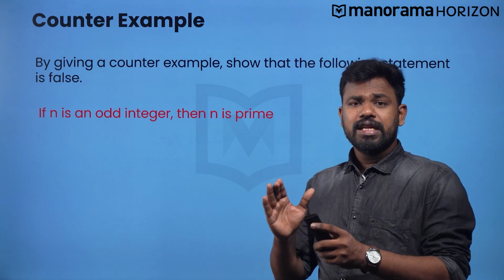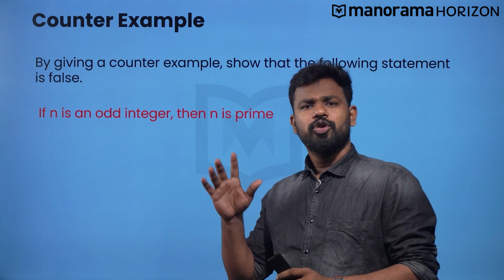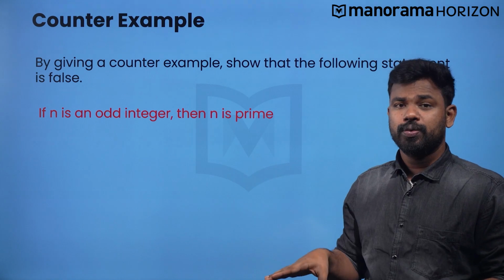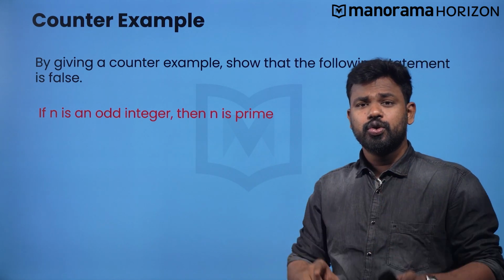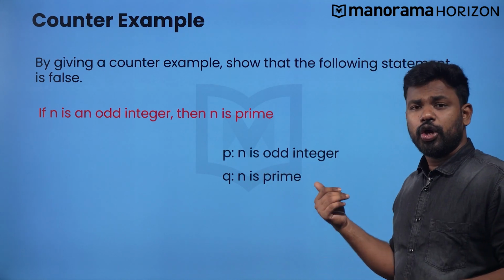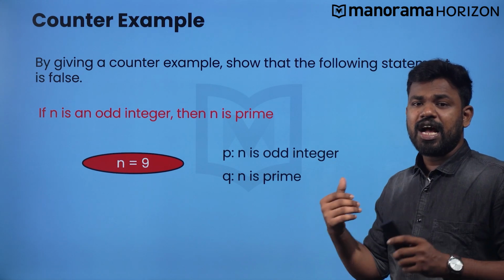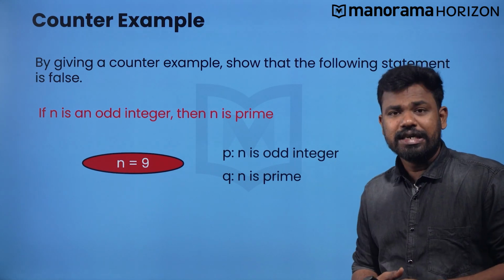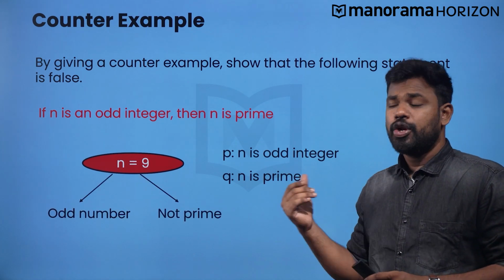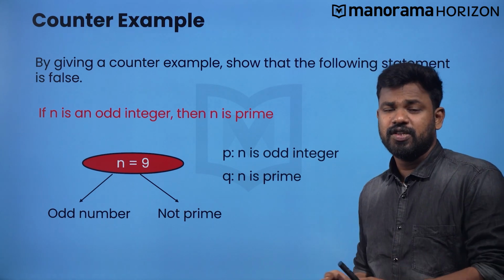First of all, we can notice that the given statement is in the form if P then Q. Yes? To prove the statement as false, we need to show that if P then not Q. Let us separate the statements into two different statements. First one P, that is n is an odd integer, Q, n is prime. To prove this, let us take a counter example as n is equal to 9. Here 9 is an odd integer, but not a prime number. Thus we conclude that the given statement is false.